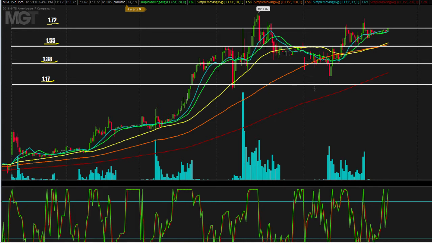So McAfee Global Technologies, MGT, has been killing it recently. This stock has been on fire. But there is key resistance that we need to break above in order to see a push to $2. That key area of resistance is $1.72.